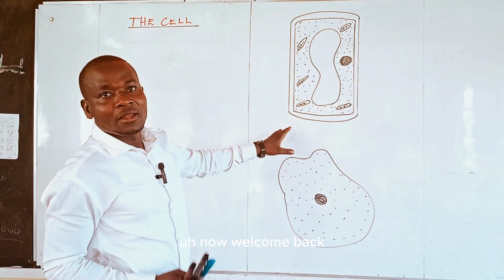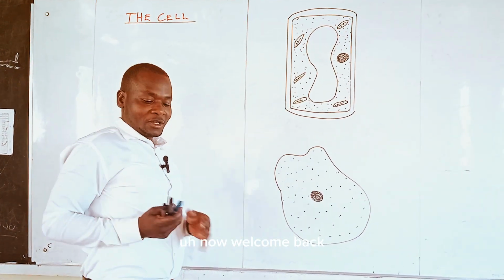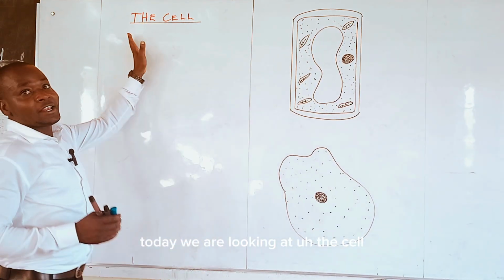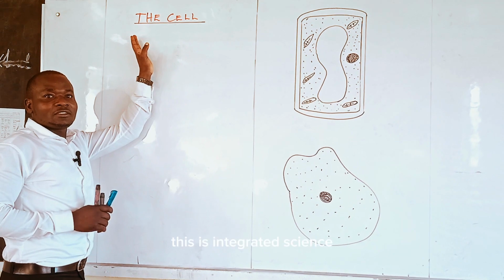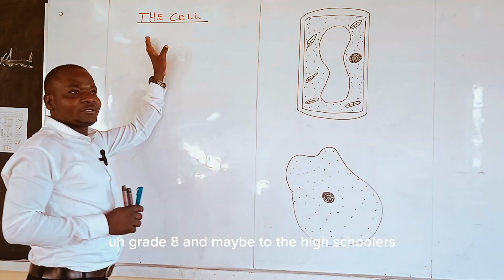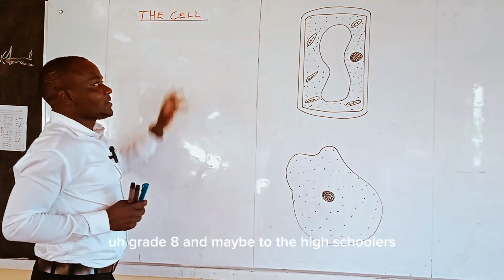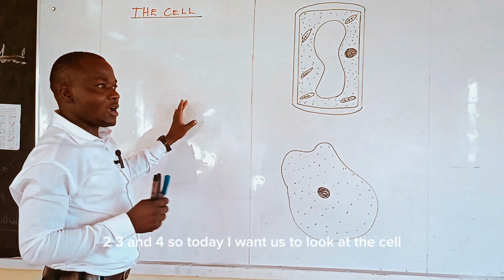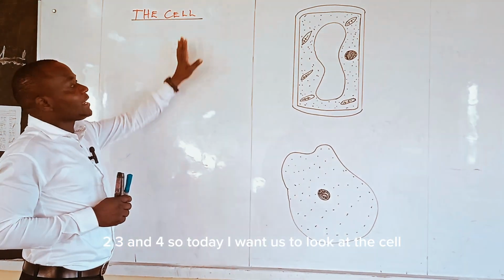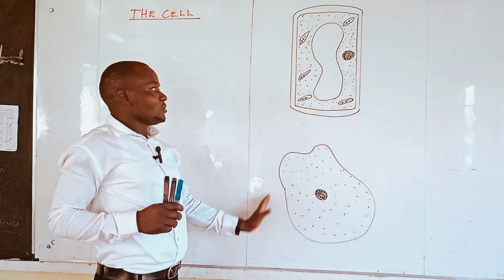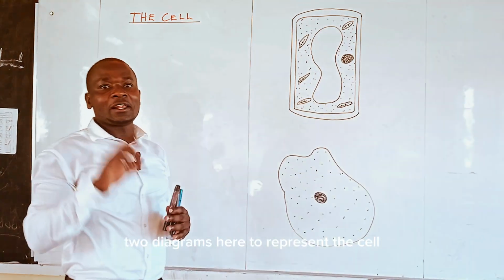Now, welcome back. Today we are looking at the cell. This is integrated science, grade 8, and maybe for the high schoolers, from forms 1, 2, 3, and 4. So today I want us to look at the cell. As you can see, I've drawn two diagrams here to represent the cell.